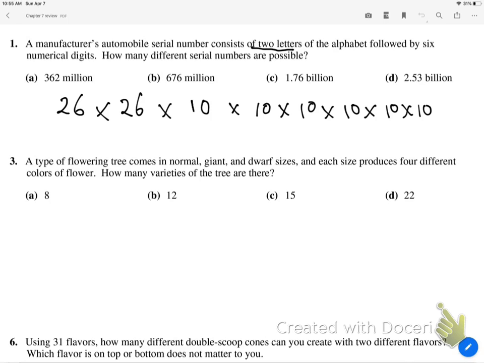Okay, so you just put that in your calculator. I can't remember what that came out to be. Was it 676? I'll just try that myself. So 26 times 26 times, yeah, it came out to be that one there.